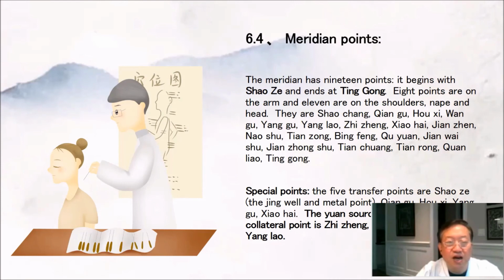Special points. The 5 transfer points are Shaoze, which is the Jingwell point and metal point, Qiangu, Houxi, Yanggu, Xiaohai. The Yuan source point is Wangu. The collateral point is Zhizheng. The Shi cleft point is Yanlao.